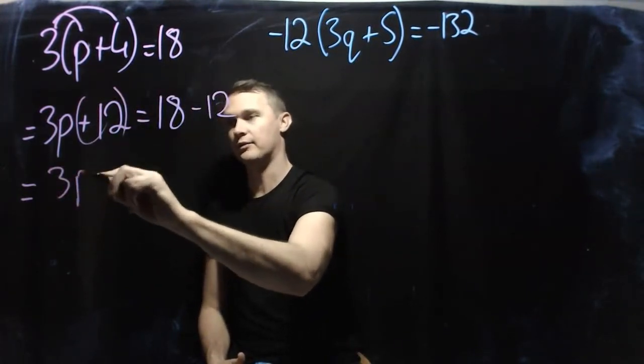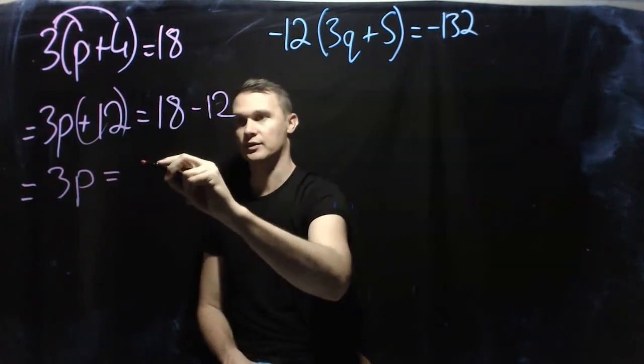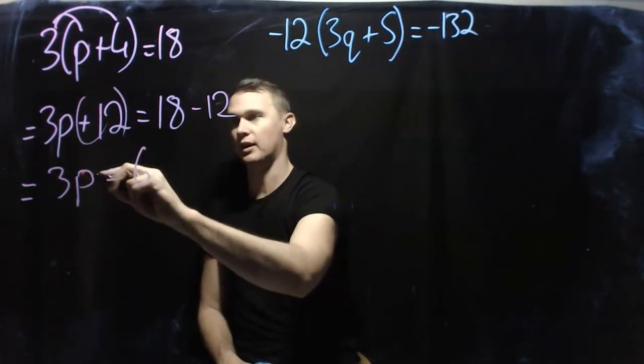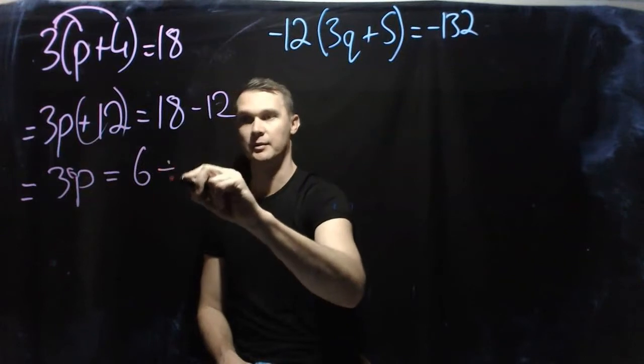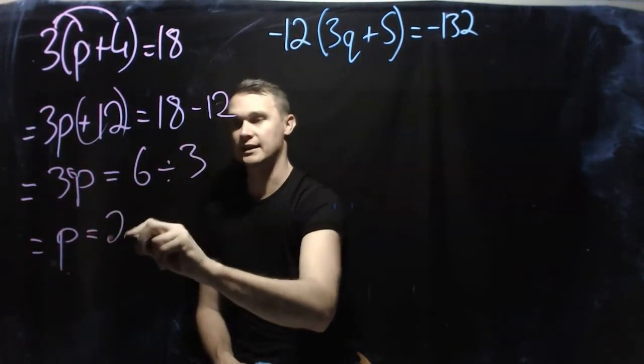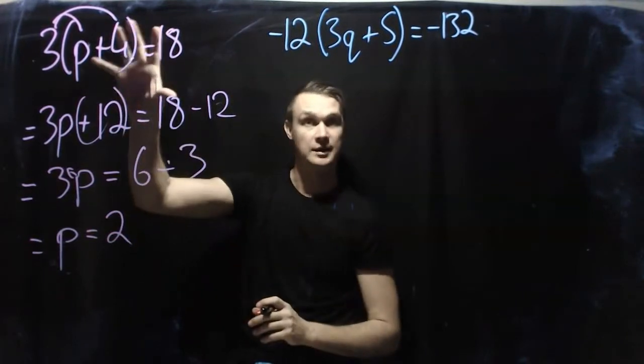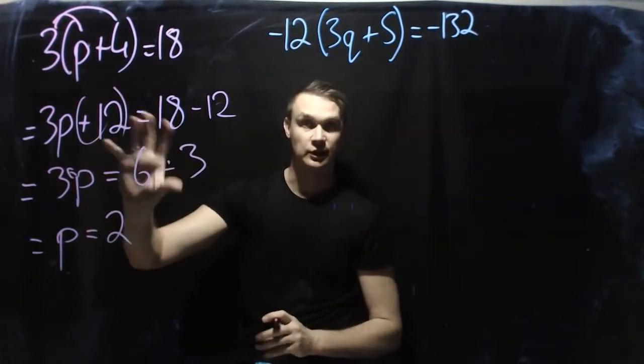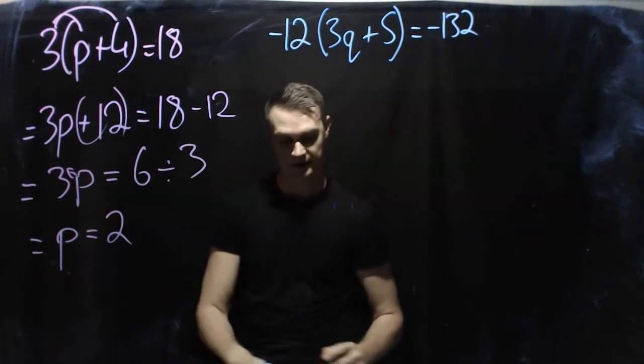So that will leave me 3p equals 6. Okay, and if I'm timesing by 3 here, that means I'm going to be dividing by 3 on this side. Therefore, my answer is 2. Okay, so that's how you expand the brackets. You collect like terms if you can, and then you just solve using the balance method.